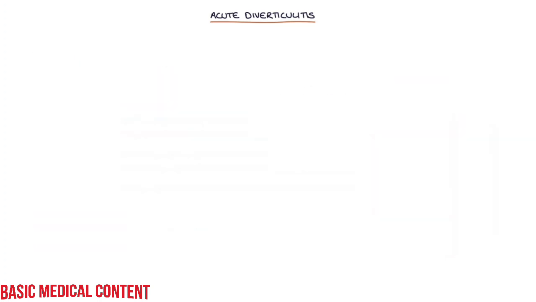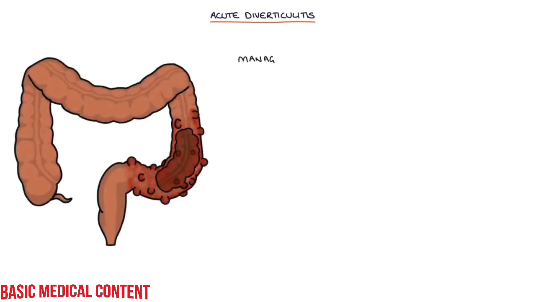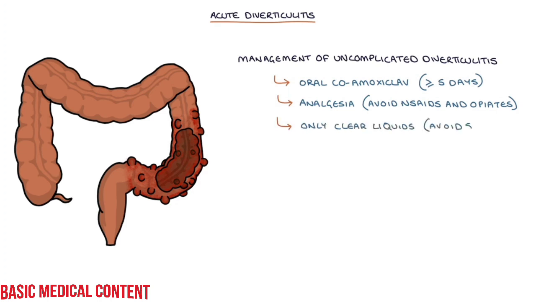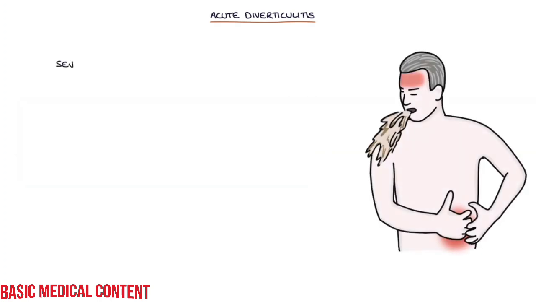The NICE Clinical Knowledge Summaries, last updated in January 2021, suggest management of uncomplicated diverticulitis in primary care with oral co-amoxiclav for at least 5 days, analgesia particularly avoiding nonsteroidal anti-inflammatory drugs and opiates if possible, only taking clear liquids and avoiding solid food until symptoms improve, usually within 2 to 3 days, and follow up within 2 days to review the symptoms. Patients with severe pain or complications require admission to hospital.